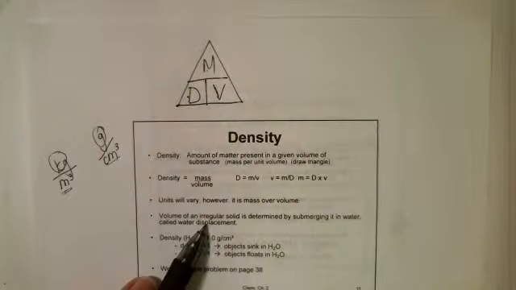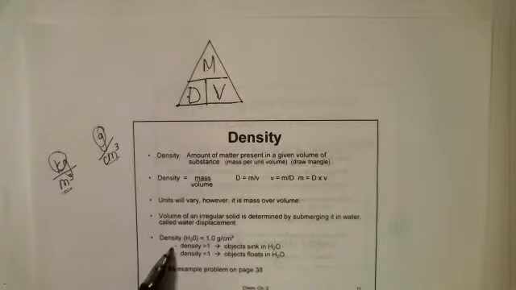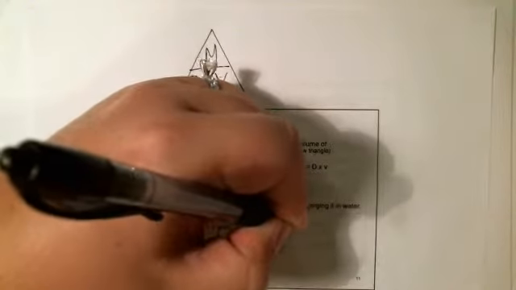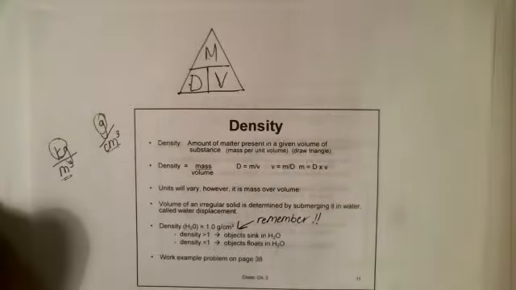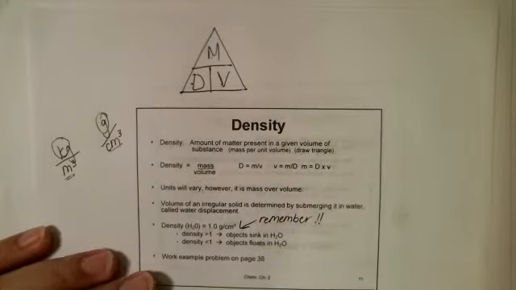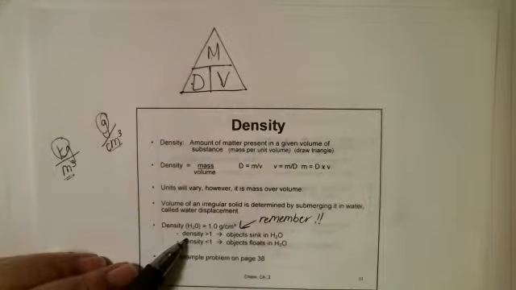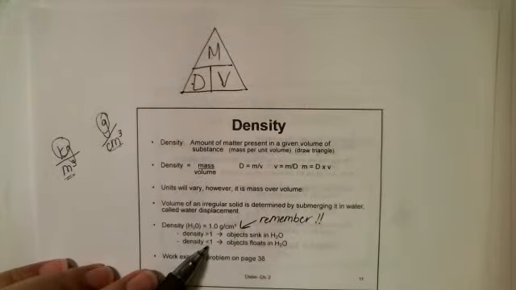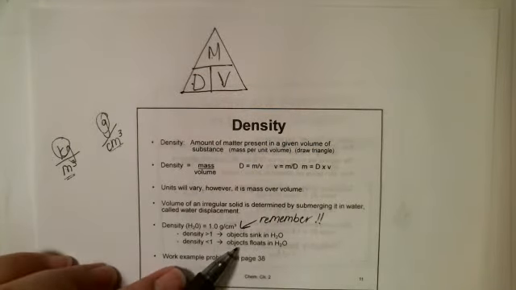The volume of an irregular solid is determined by submerging it in water, and this is called water displacement. The density of water is 1 gram per cubic centimeter. This you need to remember. So if you have an object with a density greater than 1, it means it's more dense than water, so it's going to sink. If the density is less than 1, it means it's less dense than water, so it's going to float in water.